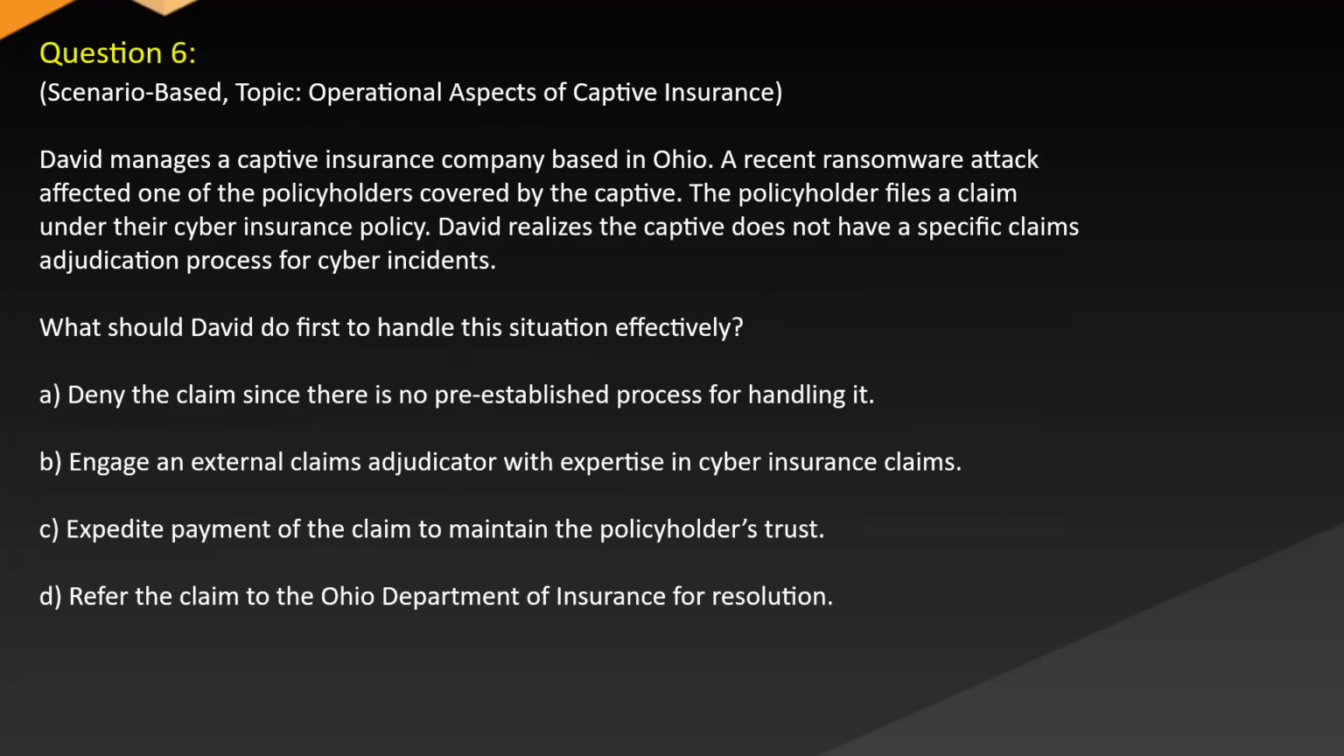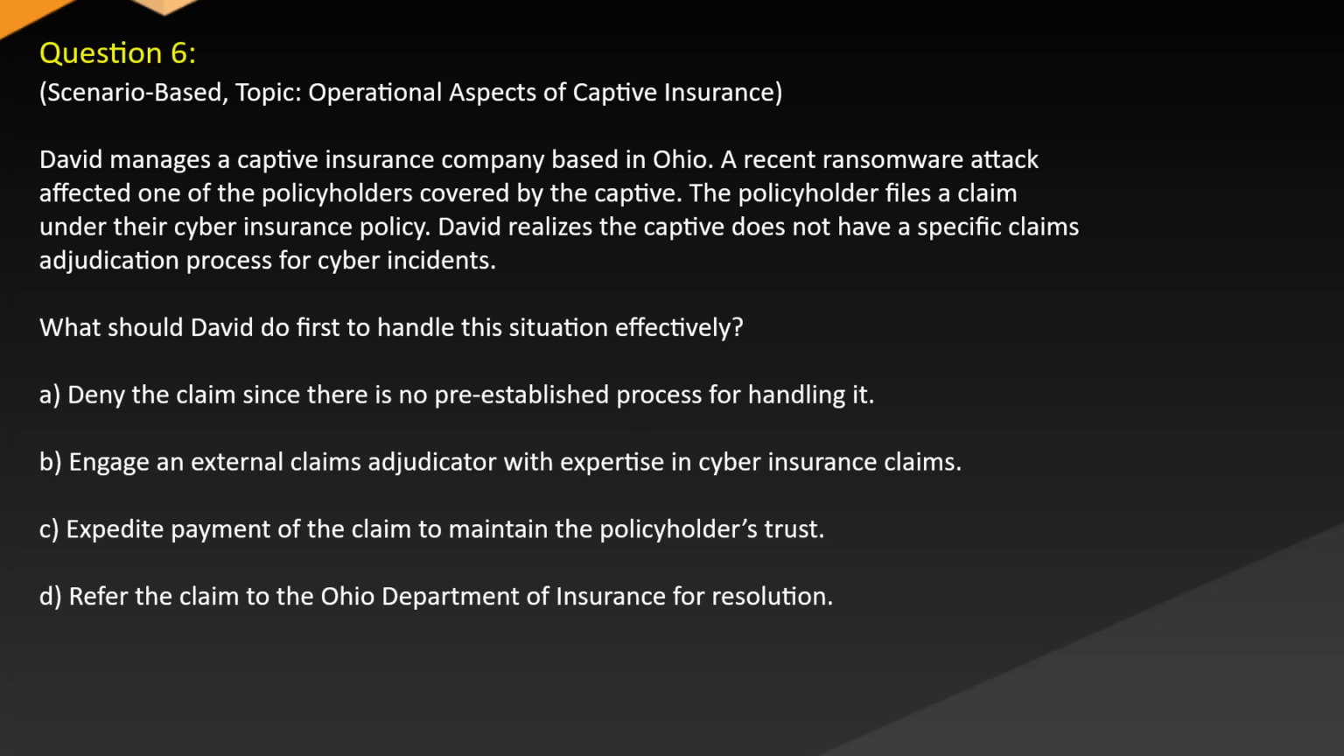so. Question 6. Scenario-based. Topic: Operational aspects of captive insurance. David manages a captive insurance company based in Ohio. A recent ransomware attack affected one of the policyholders covered by the captive. The policyholder files a claim under their cyber insurance policy. David realizes the captive does not have a specific claims adjudication process for cyber incidents. What should David do first to handle this situation effectively?